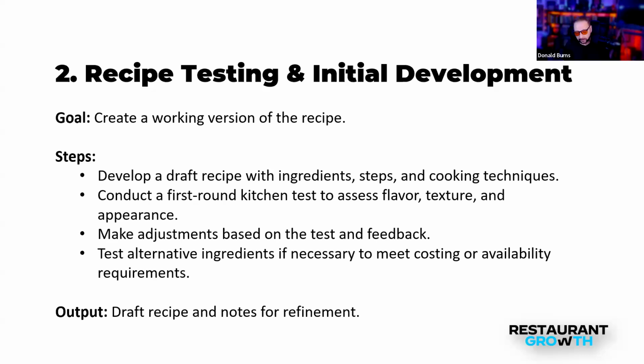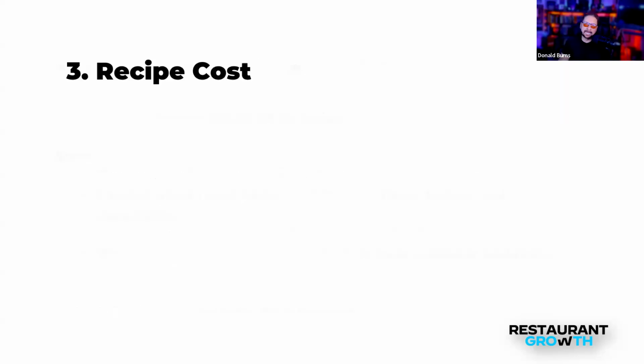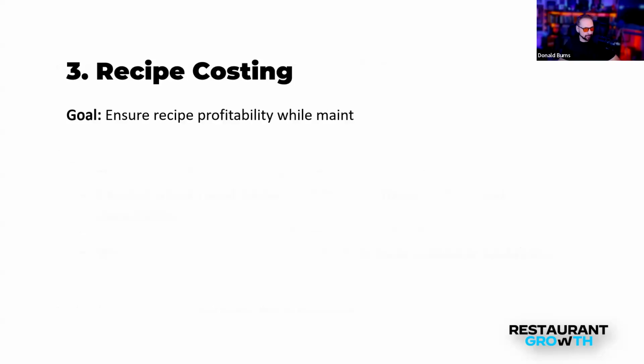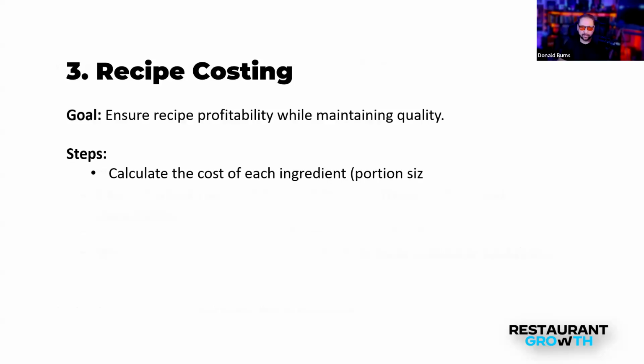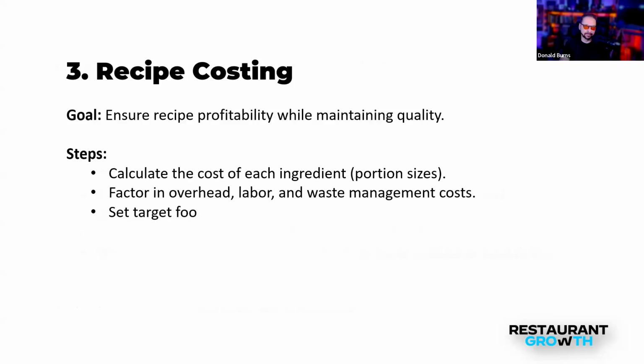I draft out the recipe and I make any notes. After I draft out the recipe, the next step is the most critical, and it's the one everyone skips. I've got to cost that sucker out. You have to ensure your recipe is profitable while maintaining quality. This is where 90% of all restaurants go sideways. They're good at writing out recipes, but no one costs out their recipes.